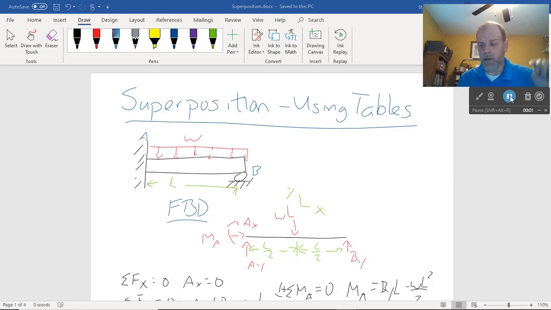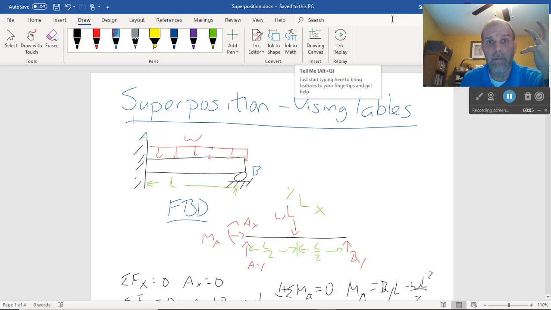Hi there. So today I'm going to talk a bit about superposition and how it actually works, kind of like the nuts and bolts of how superposition runs. And the idea behind this is I get students who go to use the tables, and they're not quite sure what to do, right?